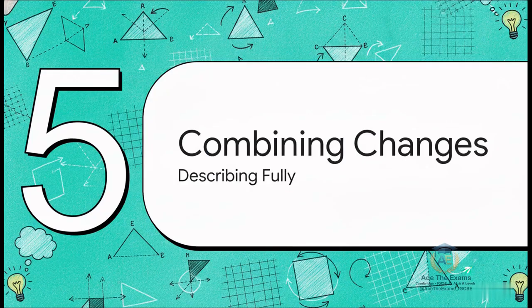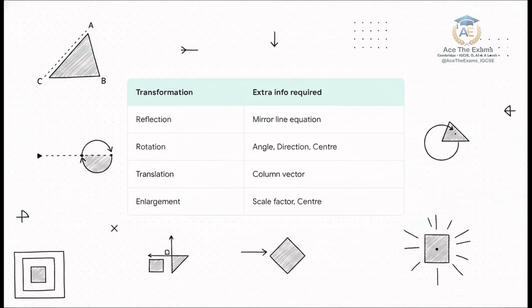All right, our final section, Section 5, Describing and Combining Transformations. Okay, this slide, this is your ultimate high-yield cheat sheet directly from the source material. If a question asks you to describe fully a transformation, just stating the name is only the very first step.